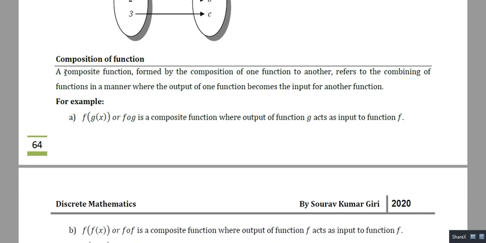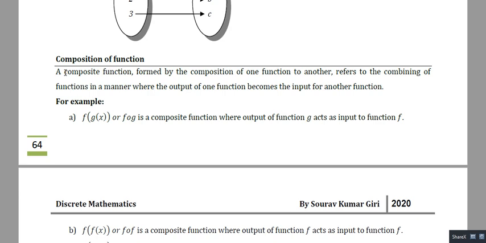Already I have told you a function is like a computational entity which has some input and some output. So if we write y equal to f of x, it means x is the input to the function, the computational thing, and y is the output. Now in composition of function, what happens is, if I am writing y equal to f of x, and that f of x acts as input to another function, then we call it composition of function.